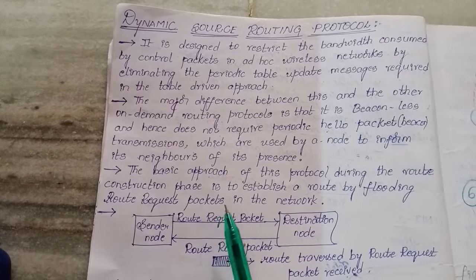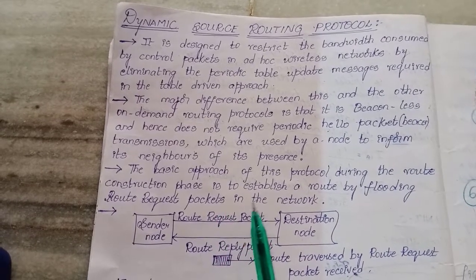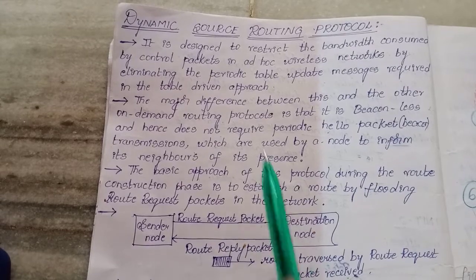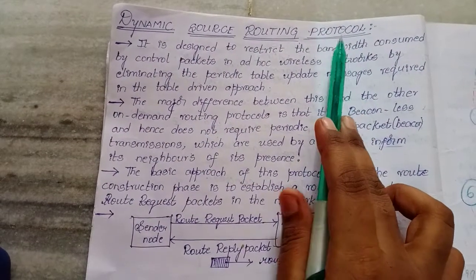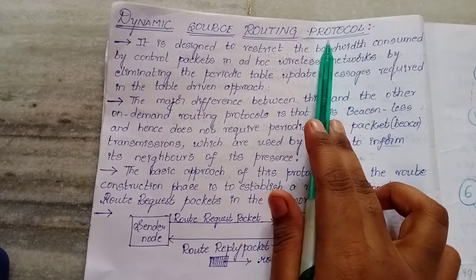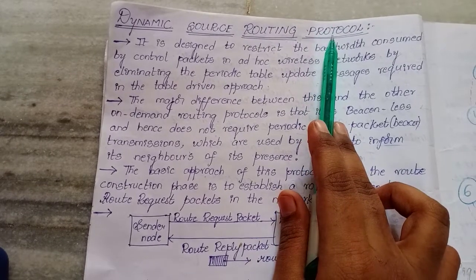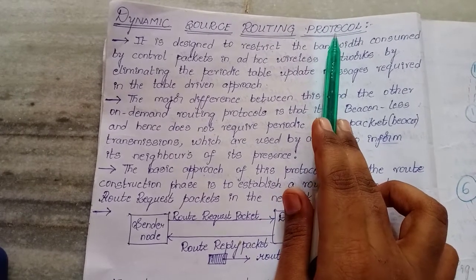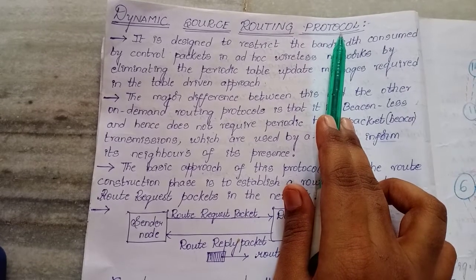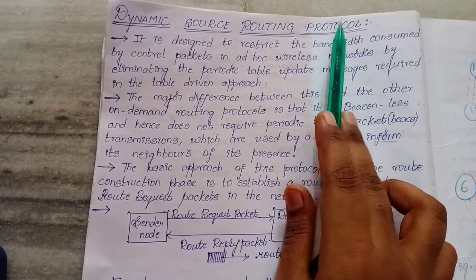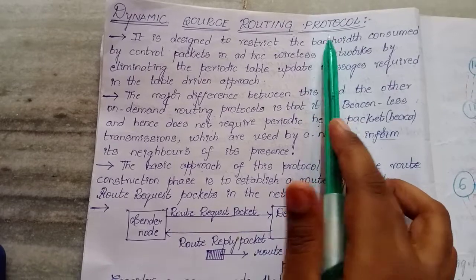In today's video, we are going to learn about Dynamic Source Routing Protocol. It is an on-demand routing protocol. It means it will calculate the route from the source node to the destination node because of a demand, whether it may be for transmission cause or any other cause. It will calculate at that point.